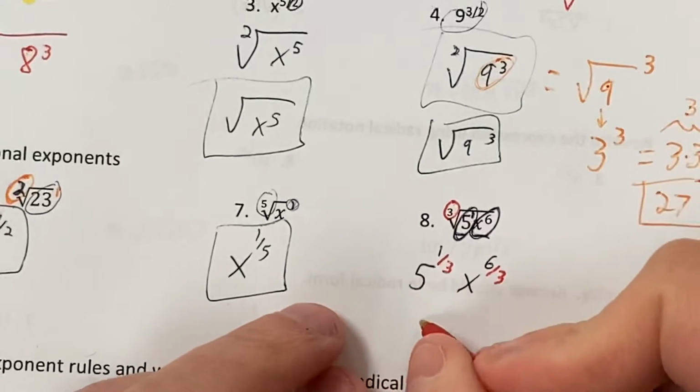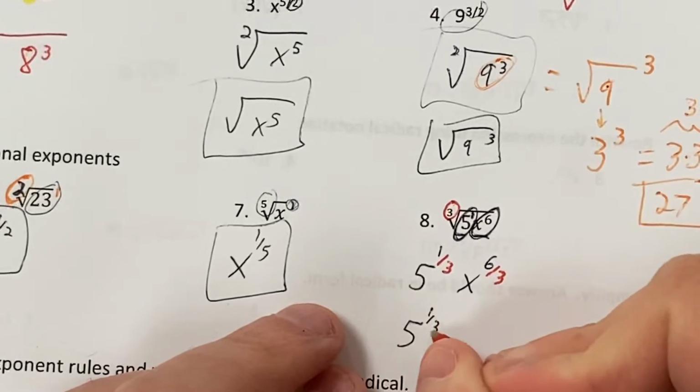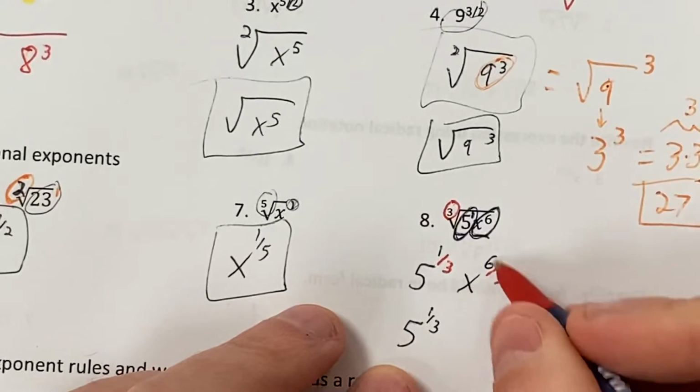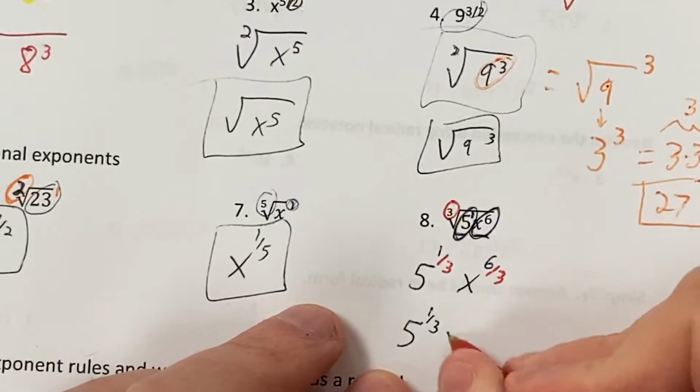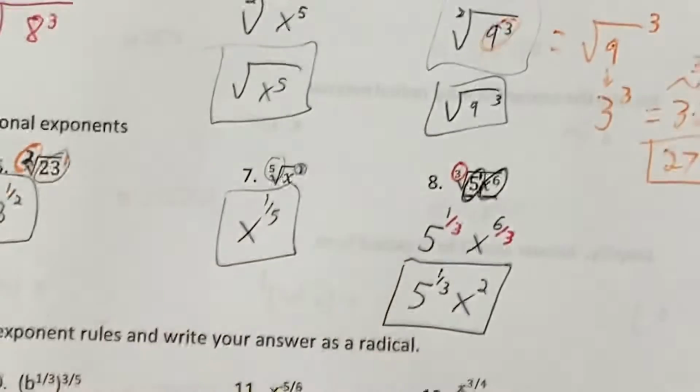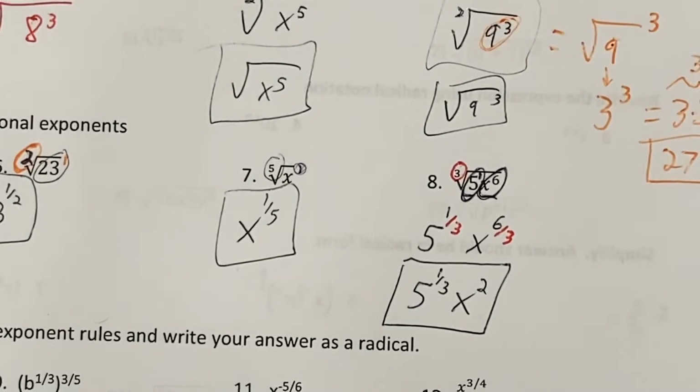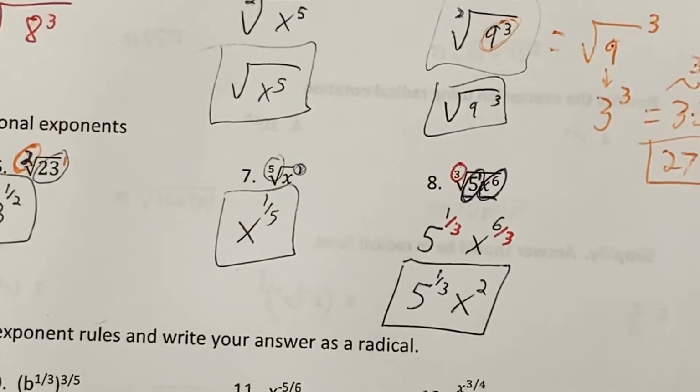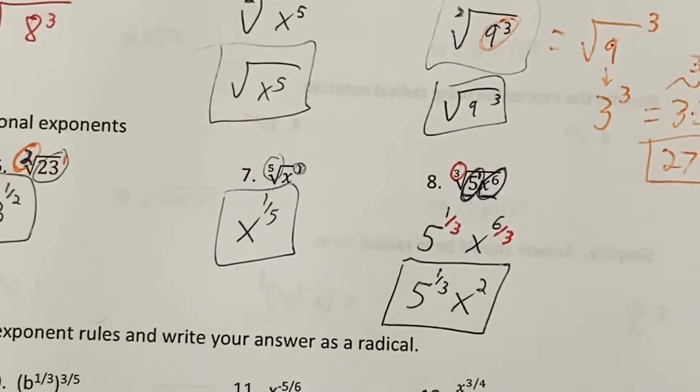That means 1/3 doesn't simplify at all, but 6 over 3 is 2, so you can write it as x squared, x to the 2, just to simplify that. And there you go, that is rewriting radicals to exponents.